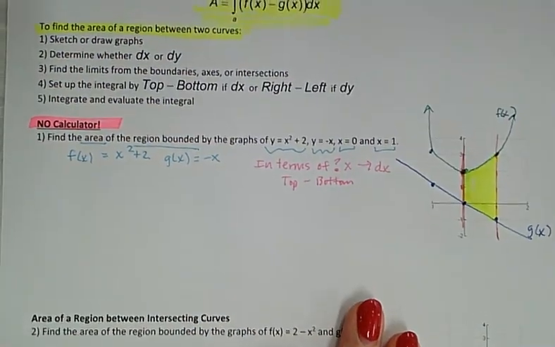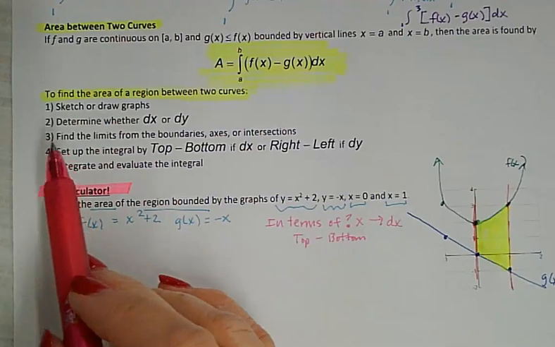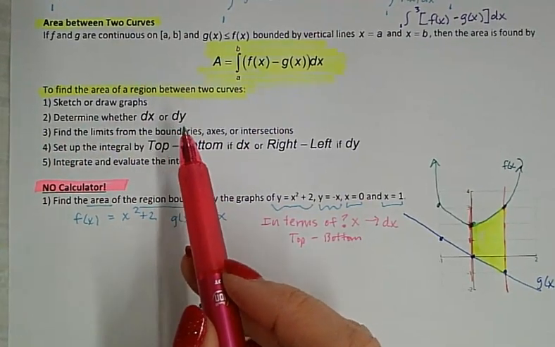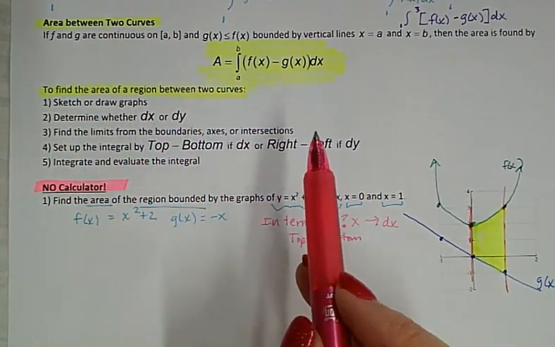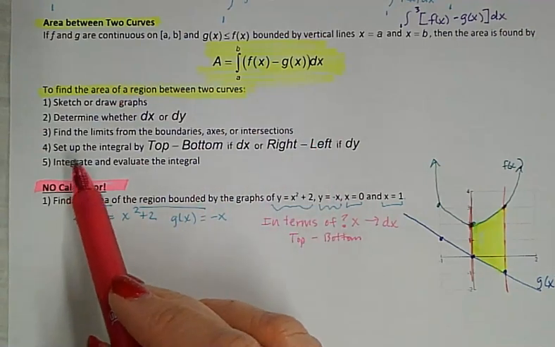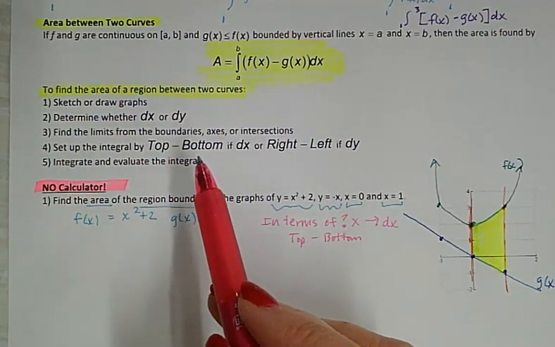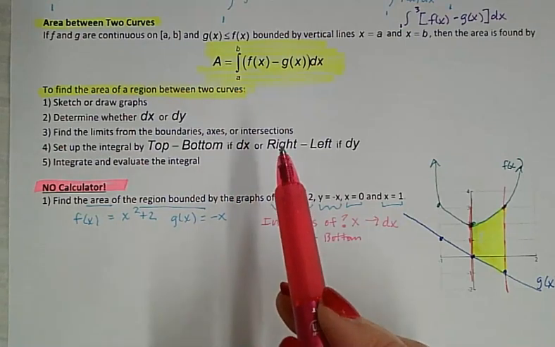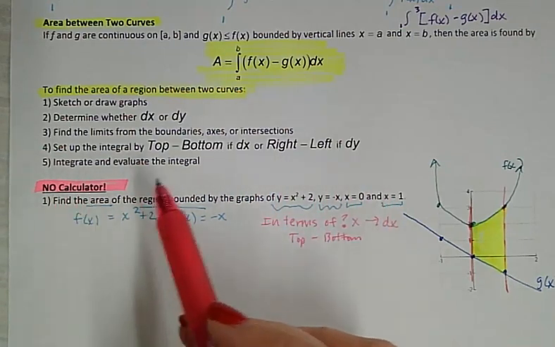Now, where does all that come from? All right, let's go back up to the steps. So we're going to sketch and draw. We're going to determine if we're going to use a dy or dx situation. We're going to determine the limits or the boundaries. Then we're going to set up an integral based on is it top to bottom when it's dx or is it right to left because it's dy, and then integrate.